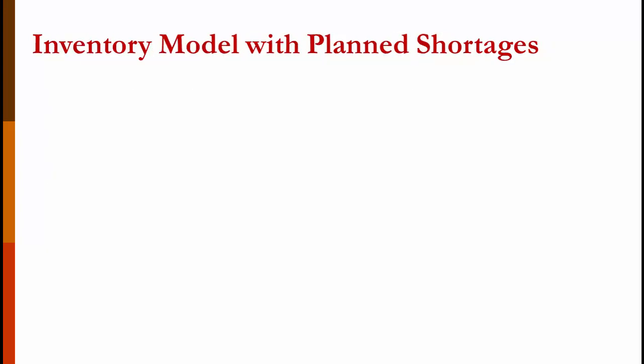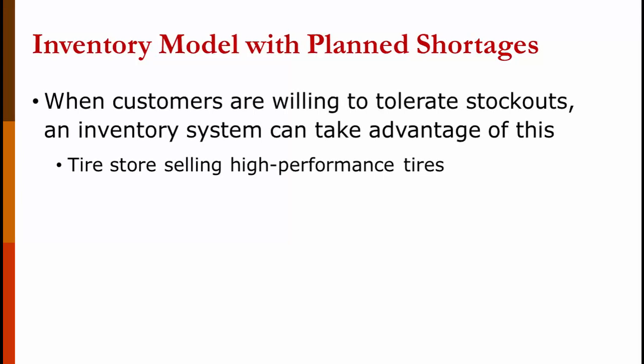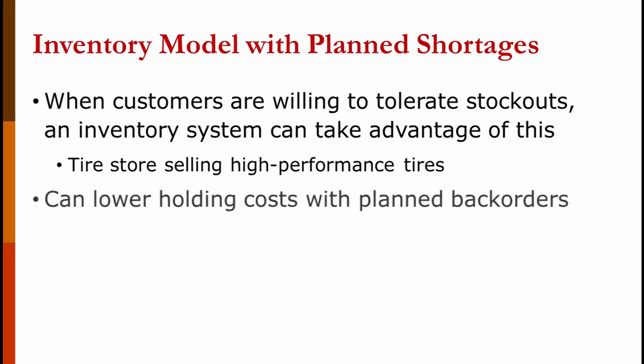I'm going to mention this briefly, but it's not mentioned in a lot of textbooks, so you may not encounter it. Sometimes customers are willing to wait. In other words, they're willing to tolerate stockouts. If that's the case, your inventory system can take advantage of that. An example of this might be a tire store selling high-performance tires or a high-fashion store selling some high-fashion item. In other words, a store selling something you're willing to wait for. So if you don't have to keep the item in inventory, you can only order it when the customer orders it. There's no inventory holding cost.